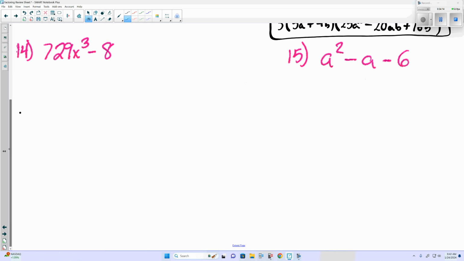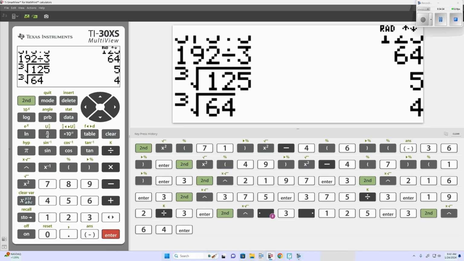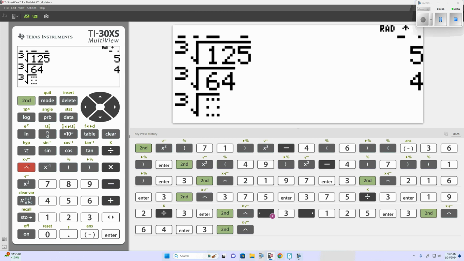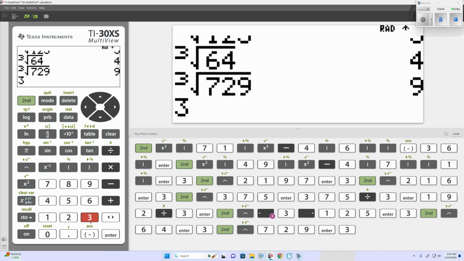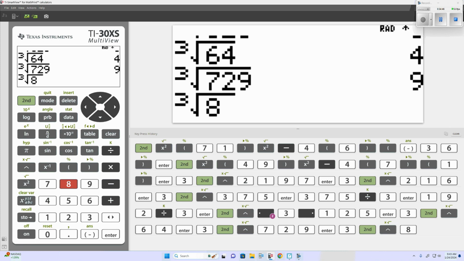We can look for a greatest common factor between these two. 8's kind of nice because its only factors are 1, 2, 4, and 8. 729 is not divisible by 2. Most likely not 4 or 8, so there's probably no greatest common factor. Now we can see if we have a perfect cube, and if we do, it is 9. While we're at it, let's take the cube root of 8, which is 2.